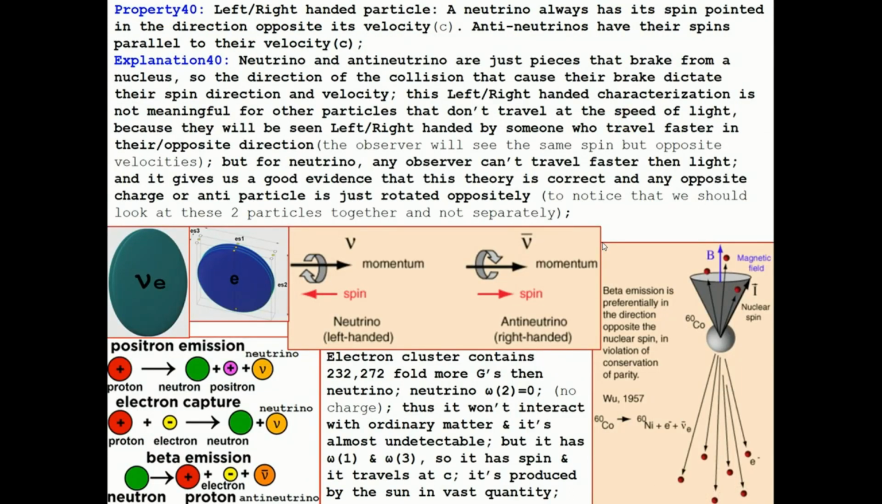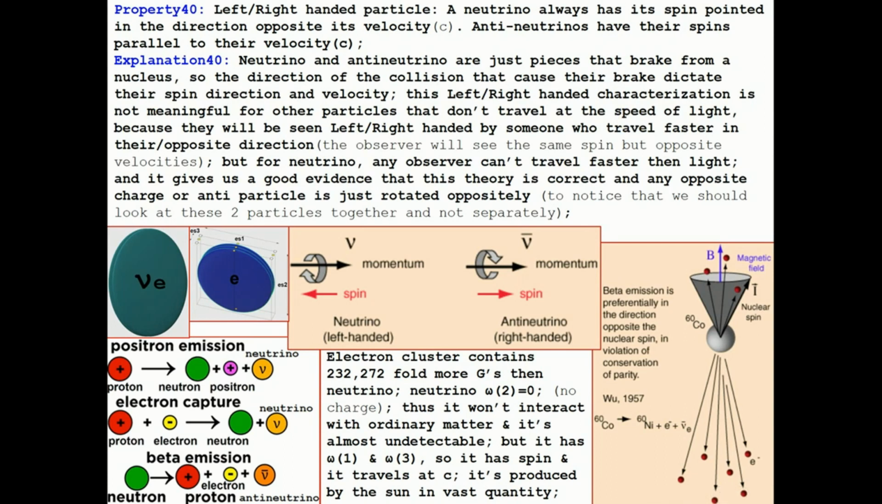Neutrino and antineutrino are just pieces of G particles that break from the nucleus during positron emission, electron capture, or beta emission. The neutrino cluster contains 232,000-fold fewer G particles than the electron cluster. And its angular velocity along the Y component is 0, therefore it has no charge. And it's almost undetectable. But it has angular velocity along the X and Z components, so it has spin. The neutrino travels at the speed of light and is a left-handed particle.